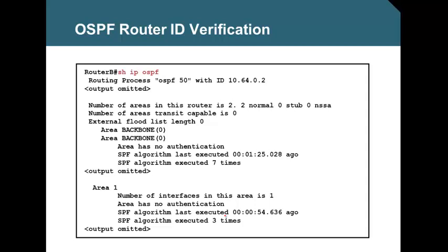Now, when you type show IP OSPF, you can see the process ID that is assigned. There's only one OSPF running. And you can also see this is an ABR router. How do I know? Because I can see area 0 as well as area 1 membership.